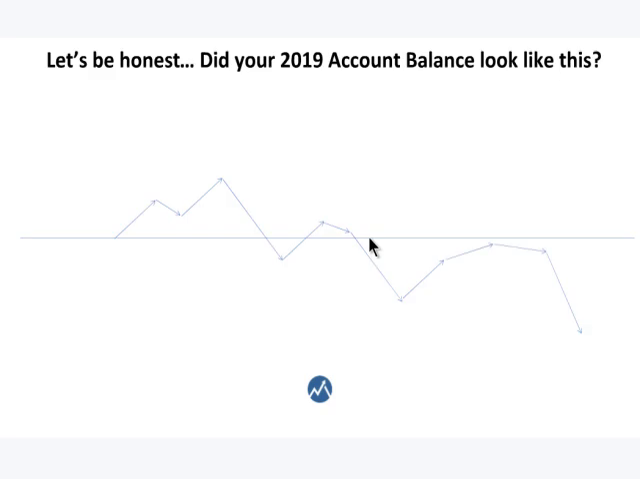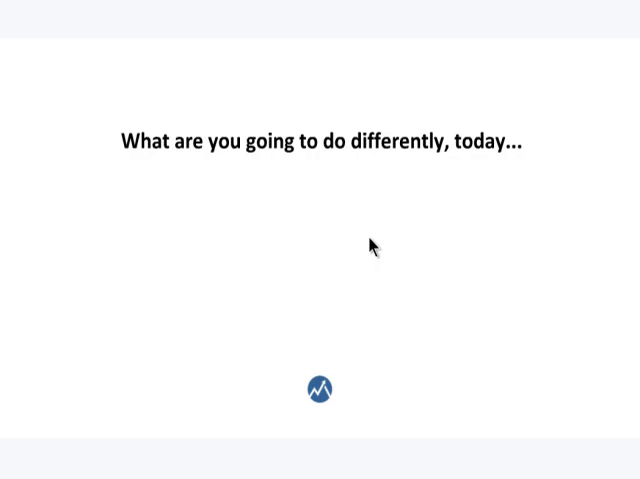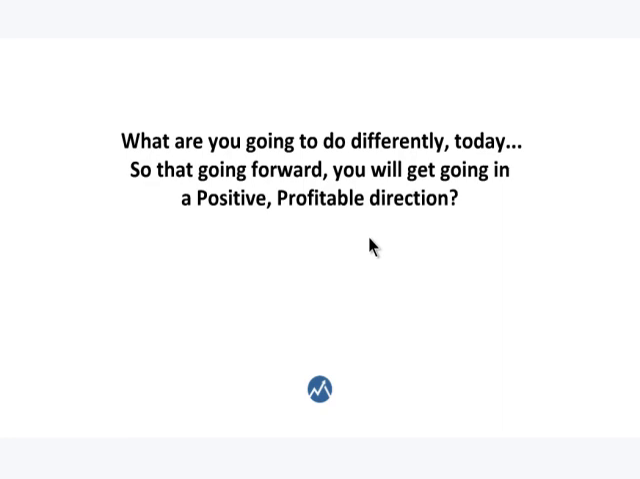Okay? So, to be honest, probably a lot of you, especially the ones that are not consistently hitting on good trades, this is probably what your 2019 account balance looked like. You had some winners, but the losers tended to outweigh the winning trades. And sometimes losing trades kind of feed on each other, and it just makes things progressively worse. So the question I have for you today is, what are you going to do differently today? So that going forward, you're going to get going in a positive, profitable direction.